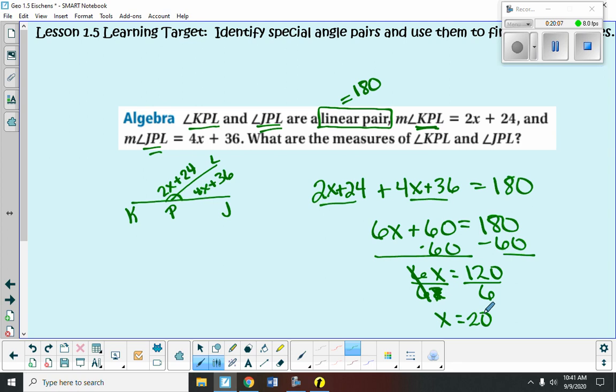It says to find the measures of the angles, so we have to substitute 20 back in. So 2 times 20 plus 24. So 40 plus 24 is 64 degrees. And 4x plus 36, so 4 times 20 plus 36. So that's 80 plus 36, which is 116. All right, so let's just double check. 116 plus 64. Let's add those together. And we get 180 degrees. So yep, that works.